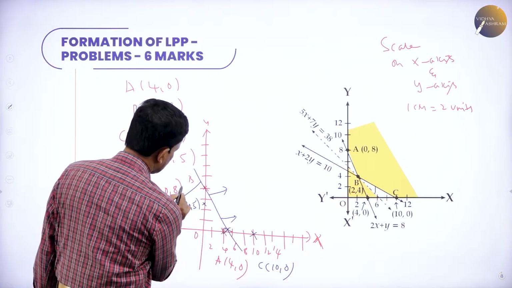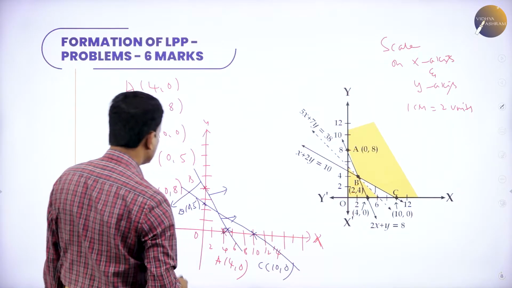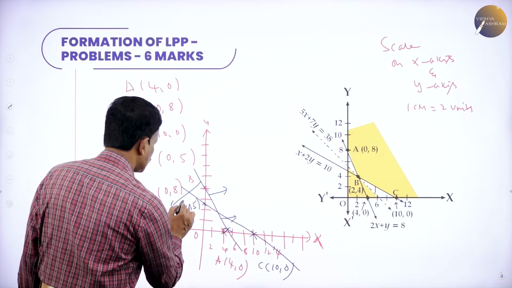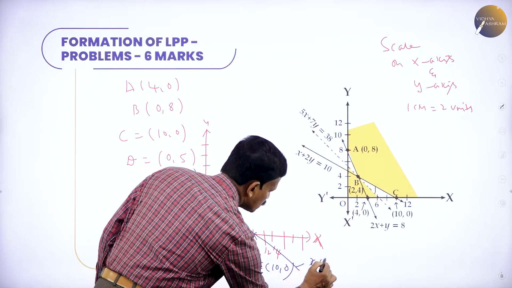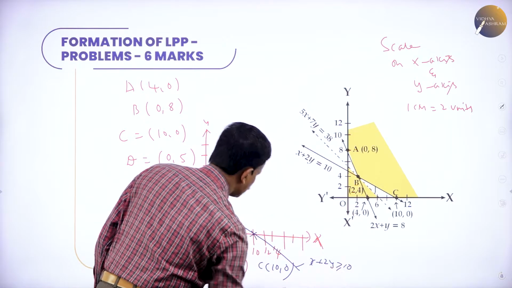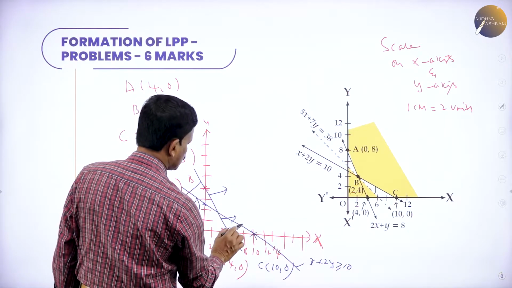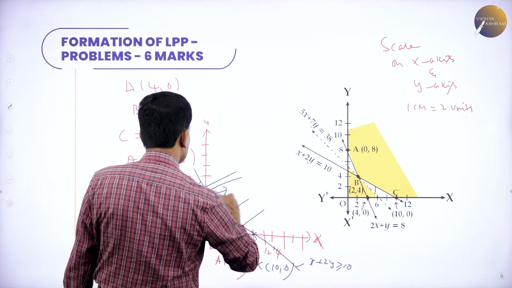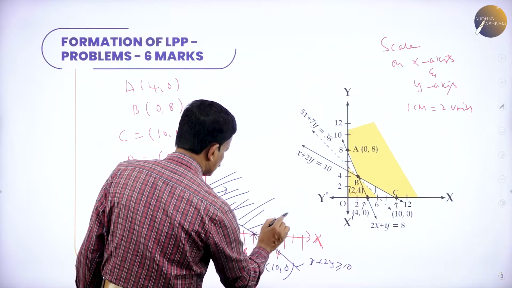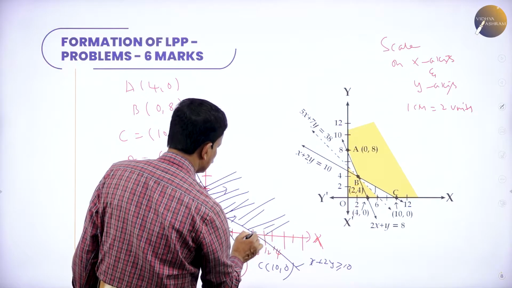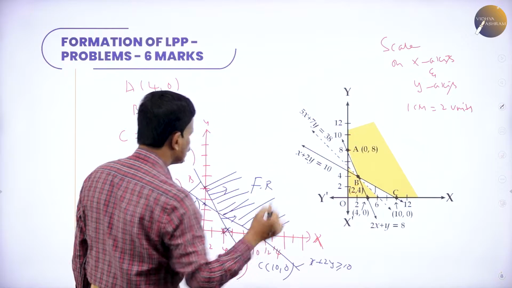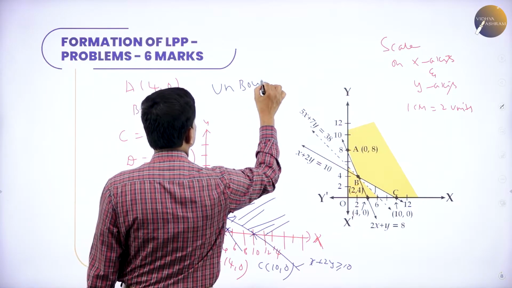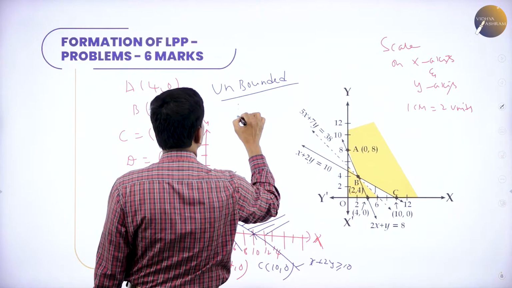This is the line you are going to get. This is for the equation x plus 2y is greater than or equal to 10. This is x plus 2y is greater than or equal to means again this will also go in this direction. So therefore, this is the feasible region. So this is an unbounded region.